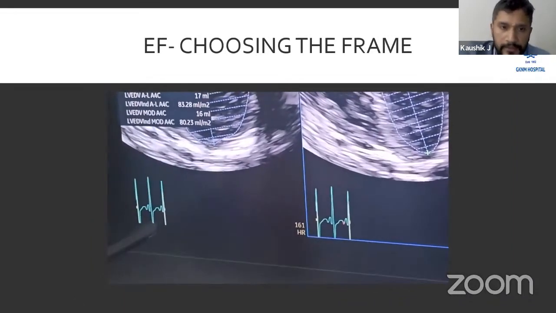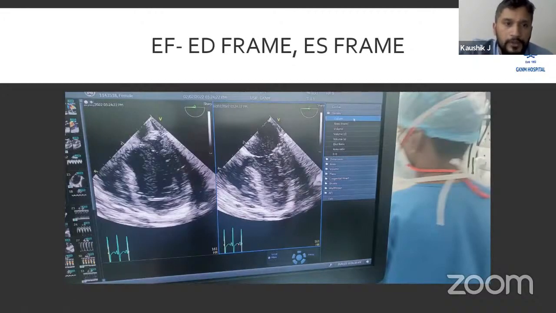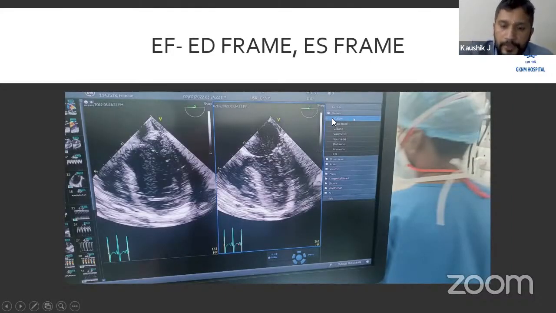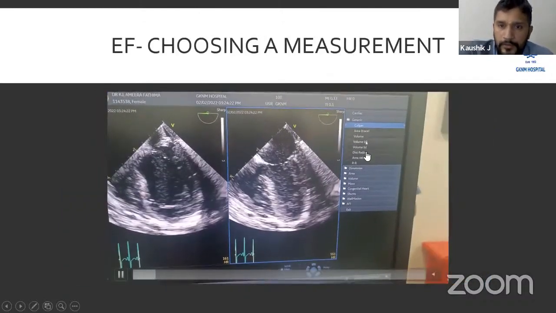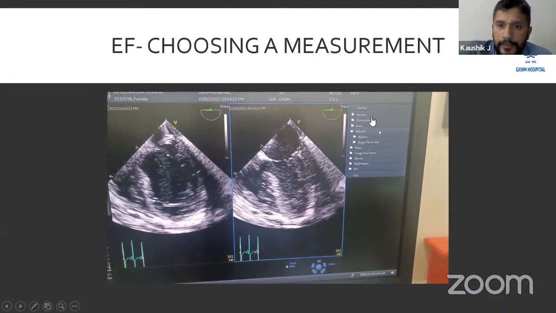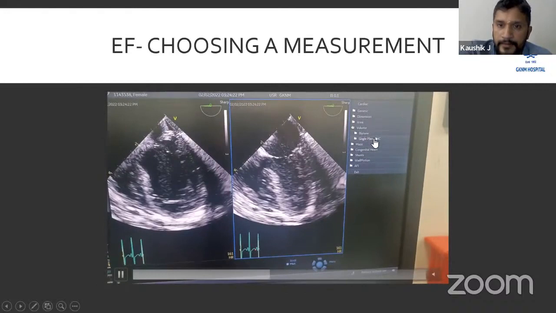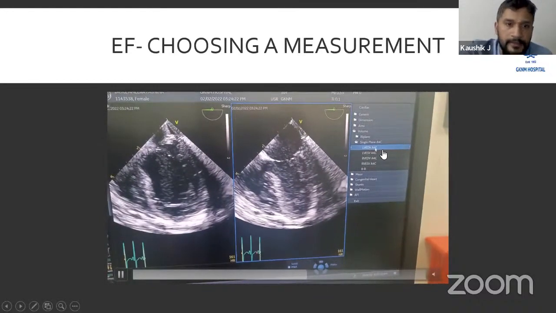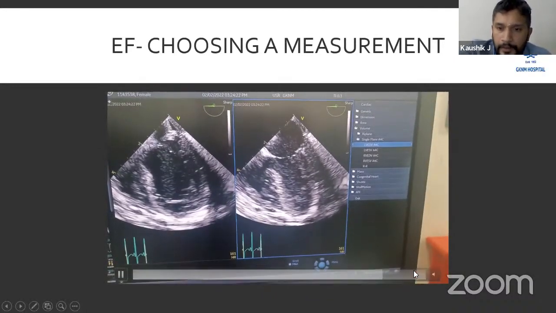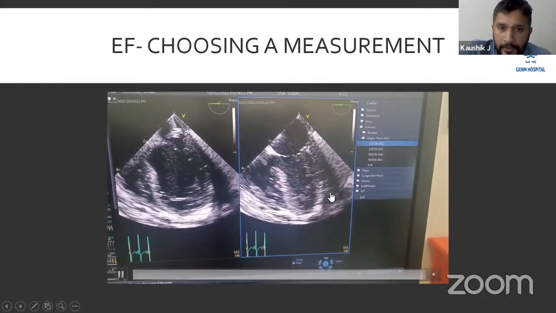So once you have done that, once you've chosen the frame, we go on to tracing the endocardial borders. But before that, we need to be able to identify where exactly the measurement should be taken. So we press the measure button, and this is what comes up. Now you need to scroll down to where the volume is at. So you click on that, and then you have your ways of measuring the ejection fraction. Now you're going to choose a single plane way of measuring the ejection fraction. And this is basically the left ventricular end diastolic volume on the left and the end systolic volume on the right.